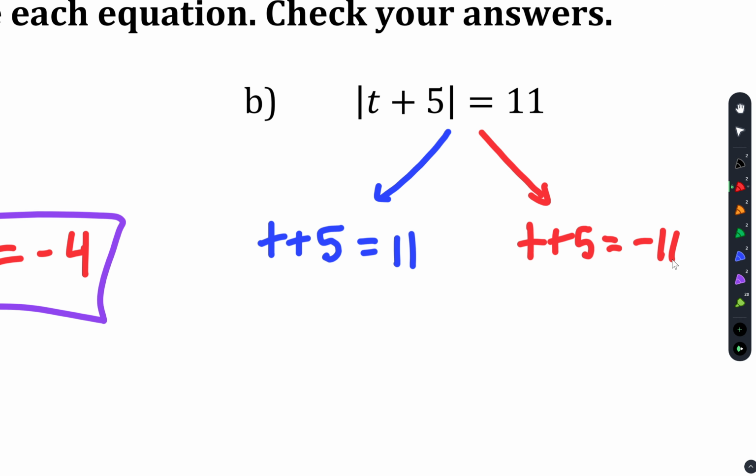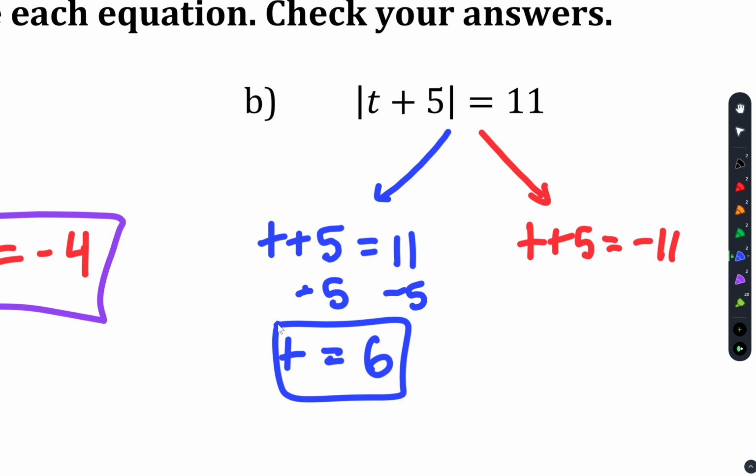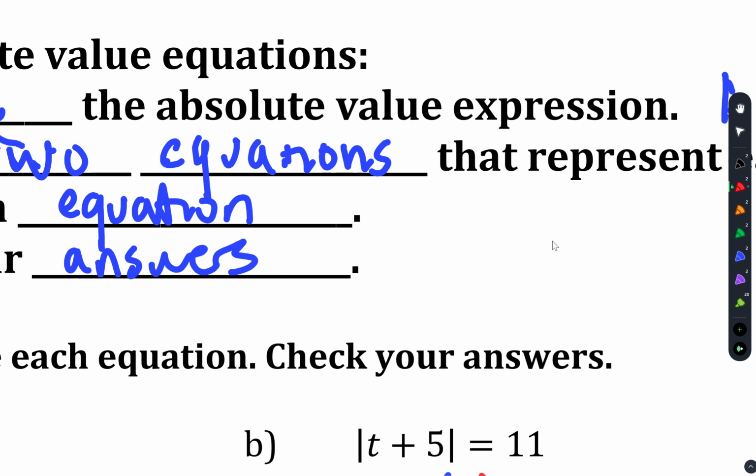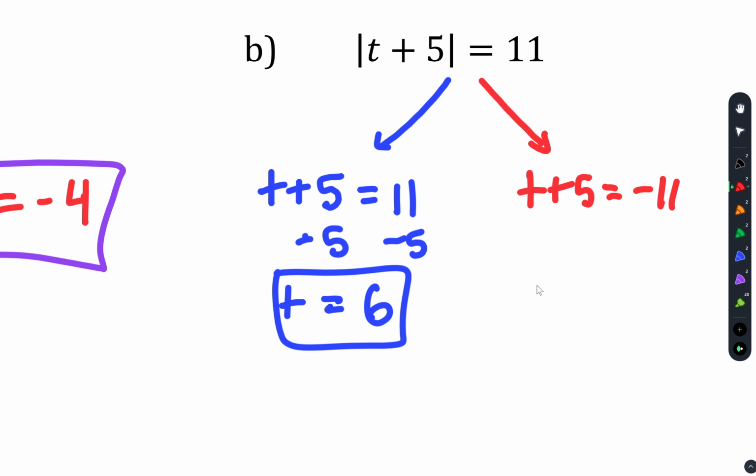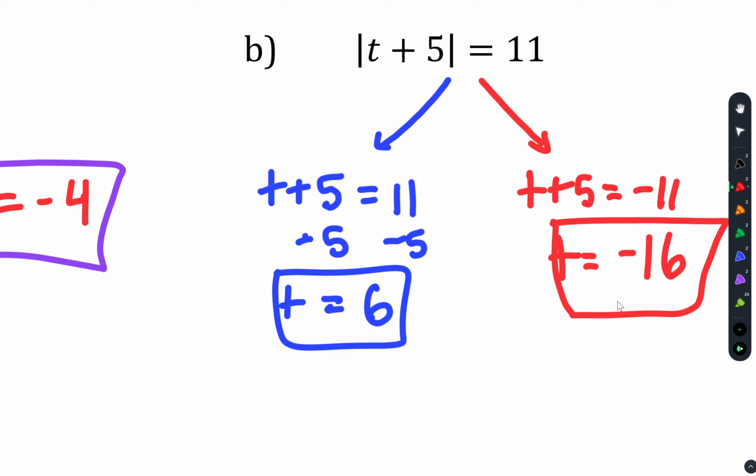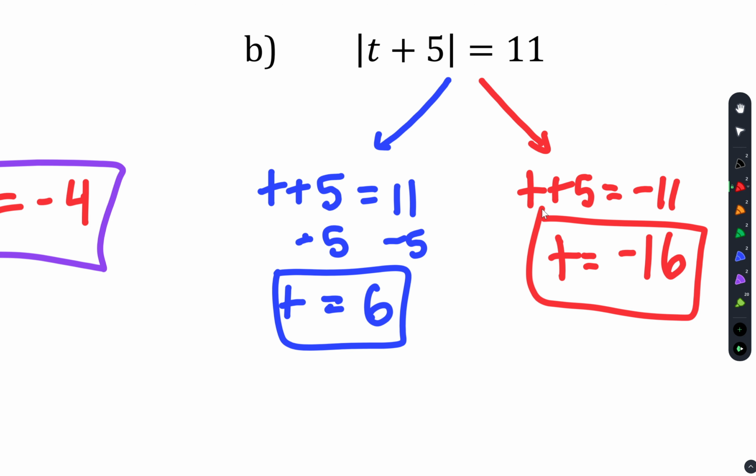Now there is more for me to solve here. I have to go ahead and move that 5 to the other side so that I can get t by itself. So I'm going to do each one of these individually. So minus 5 from both sides. So t equals 6. Or t equals negative 16. Any questions on that?